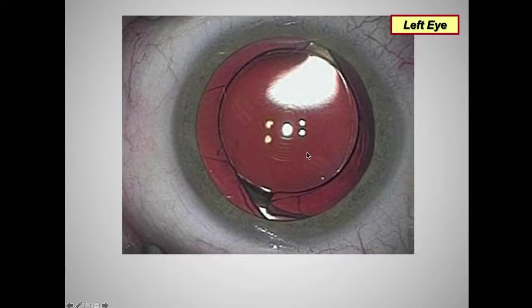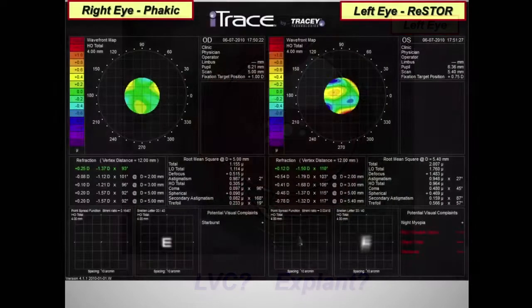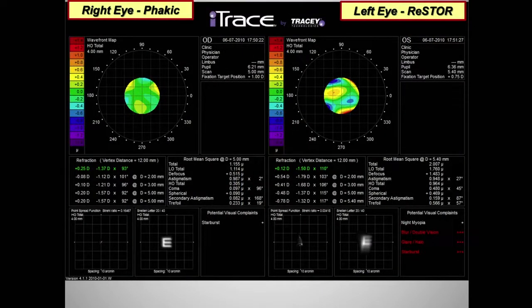And here is the IOL. It's centered. You can see from the Purkinje images. So the question is, she's not happy. Do you go ahead with the PRK or do you take it out? So this is looking at the wavefront map. Again, the right eye has minimal cataract. The left eye has a lot of higher order aberrations. Again, not corrected with glasses. So this is not the astigmatism. And then the software highlights some of the visual complaints from those higher order aberrations.